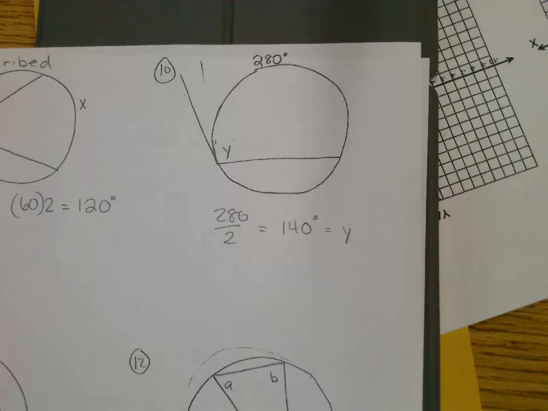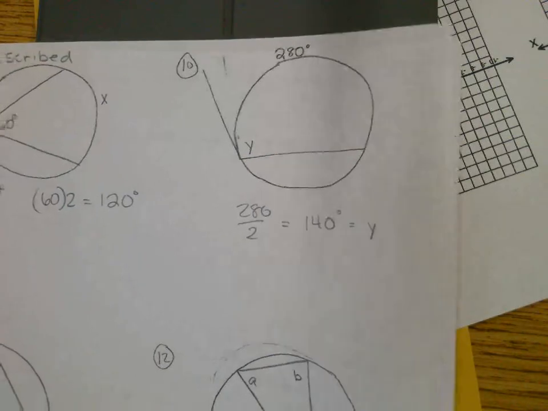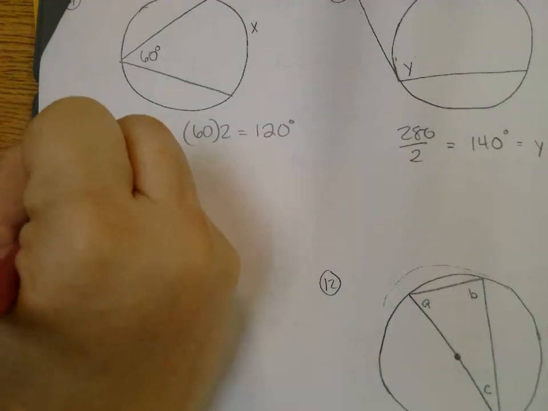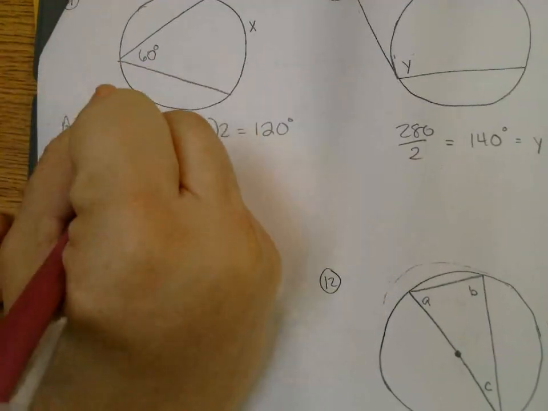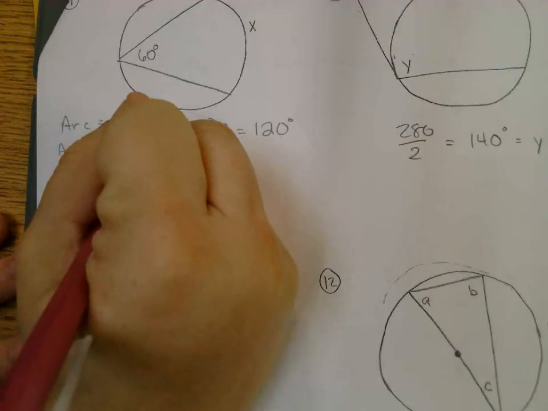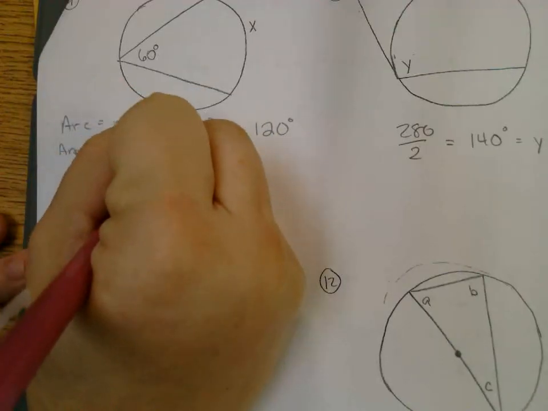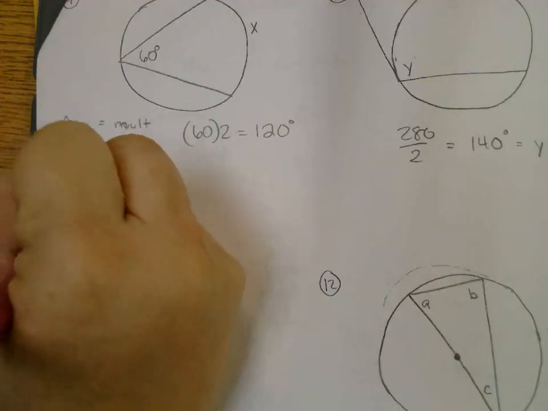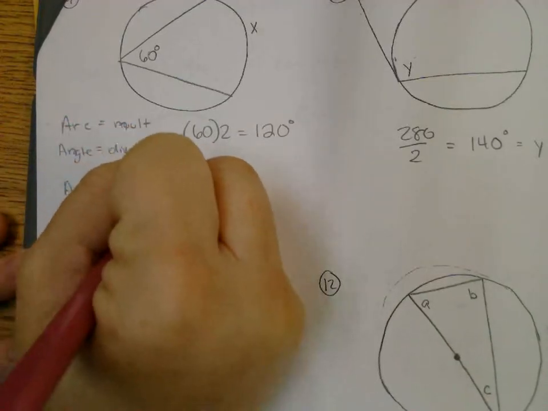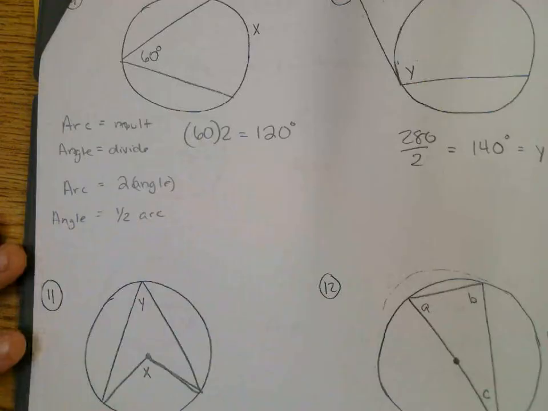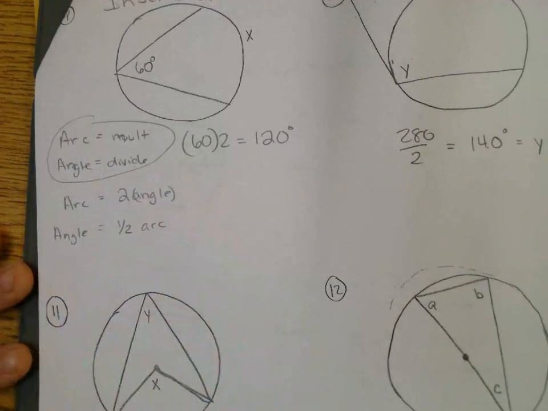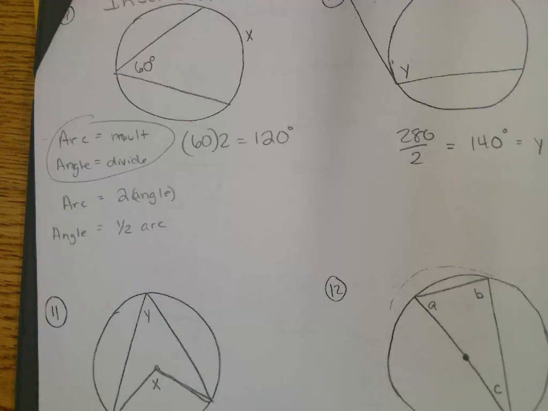We had a whole formula, like we wrote out the formula. The arc is equal to 2 times your angle, and the angle was equal to half of the arc. We had that formula, but y'all were getting so confused that I decided to just simplify it. If you're looking for your arc, you multiply. If you're looking for your angle, you divide. It's always by 2.